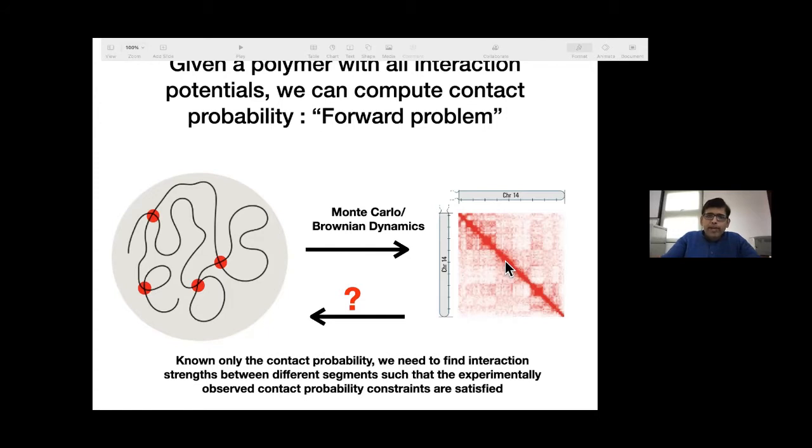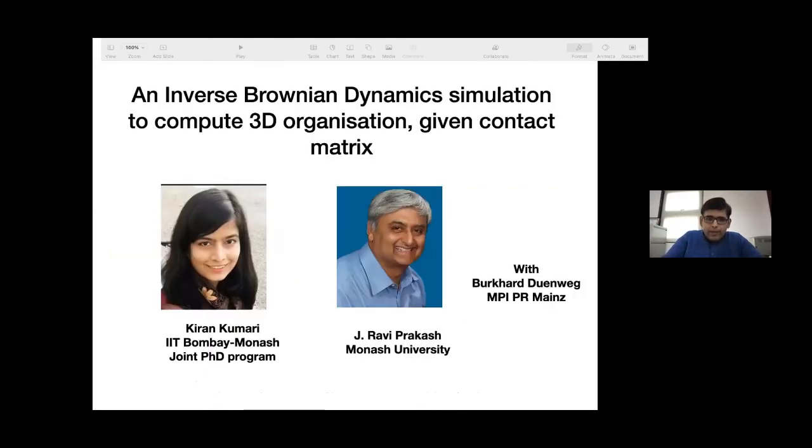But what we want to do here is the opposite. We do not have the potentials. We do not know the interaction potentials between different segments of chromatin. What we know is only the contact matrix. So given the contact matrix, we want to back calculate the interaction strength between different segments of the chromatin and then say something about the 3D organization. So the inverse problem is essentially: knowing the contact probability, we need to find the interaction strength between different segments such that the experimentally observed contact probability constraints are satisfied. So this is what we are aiming for.